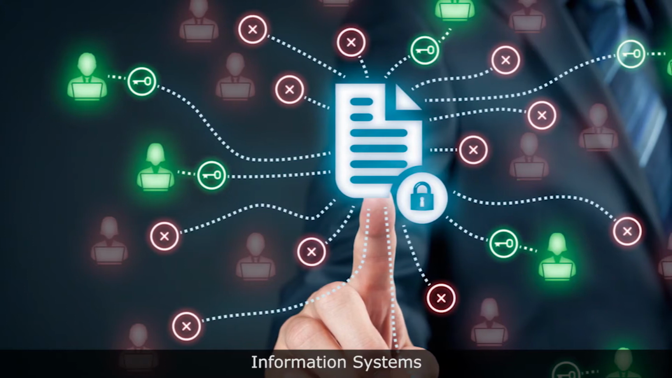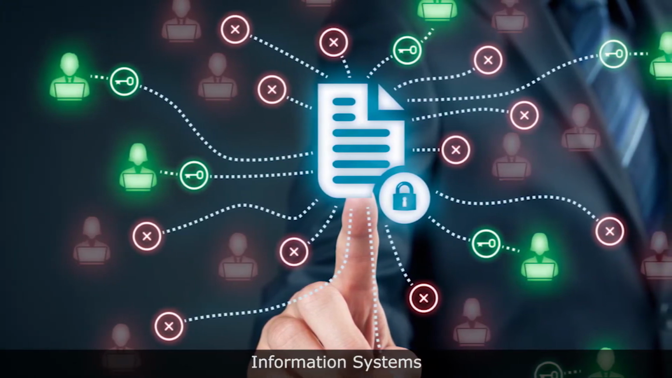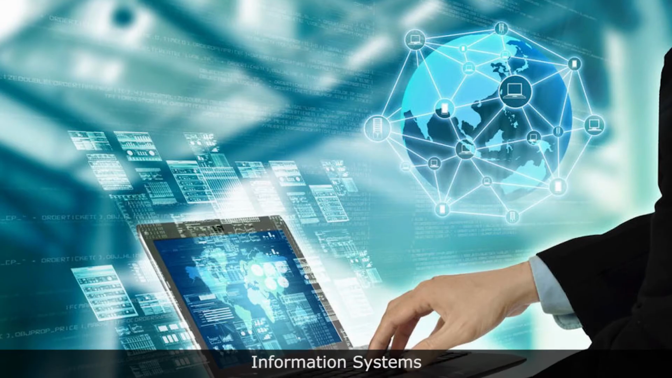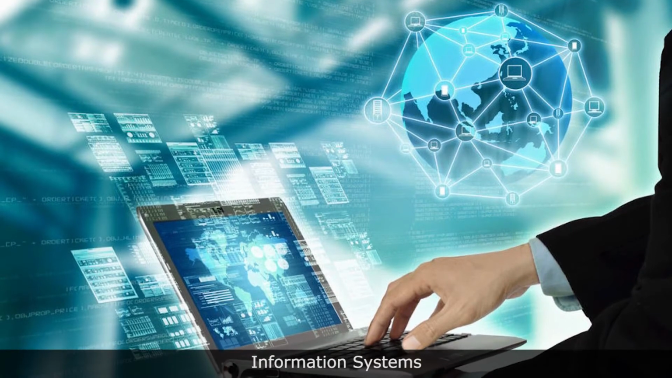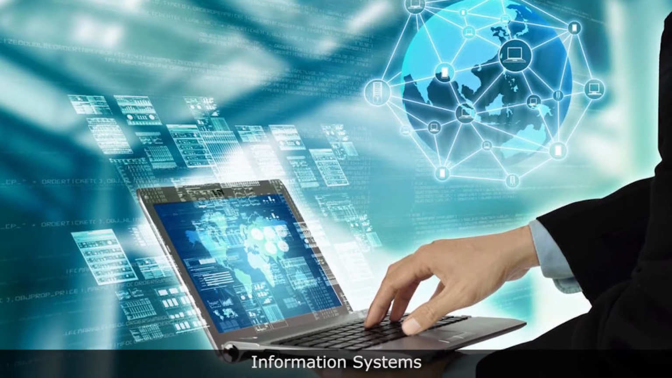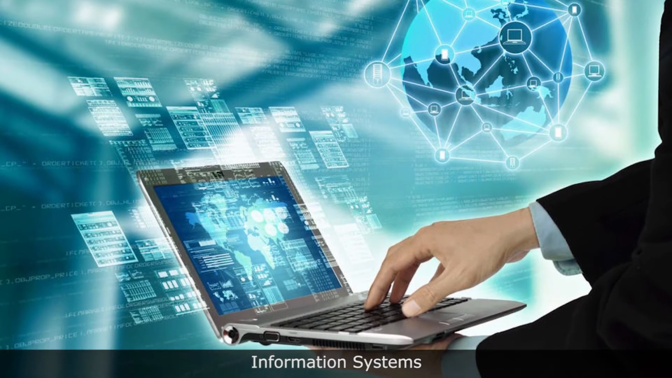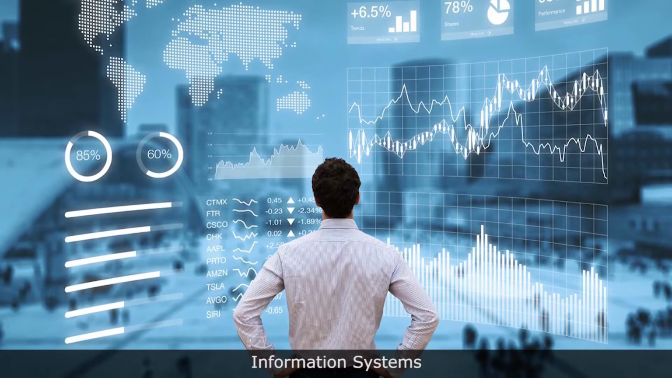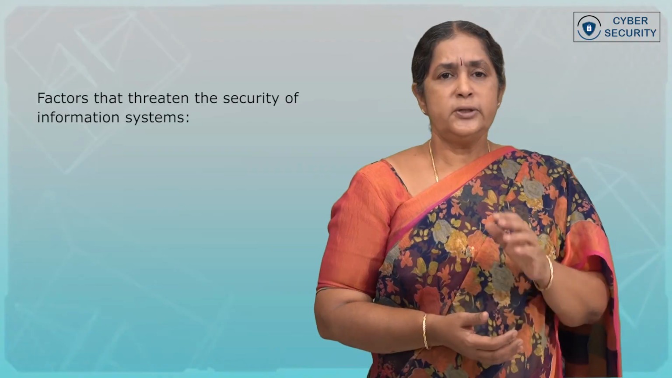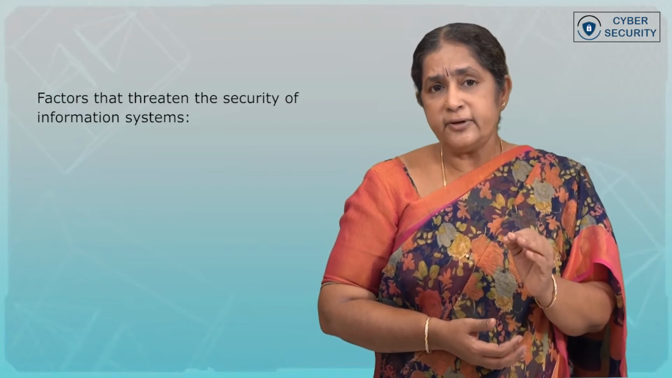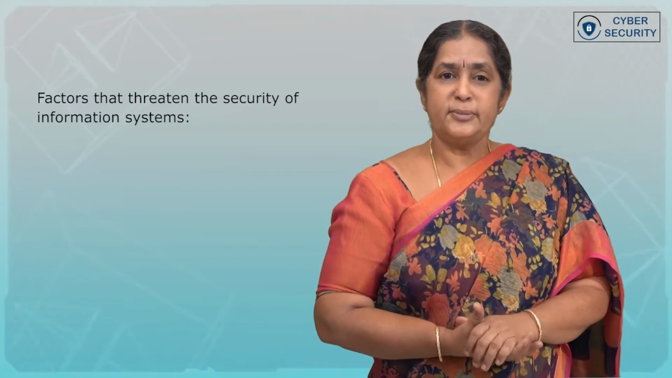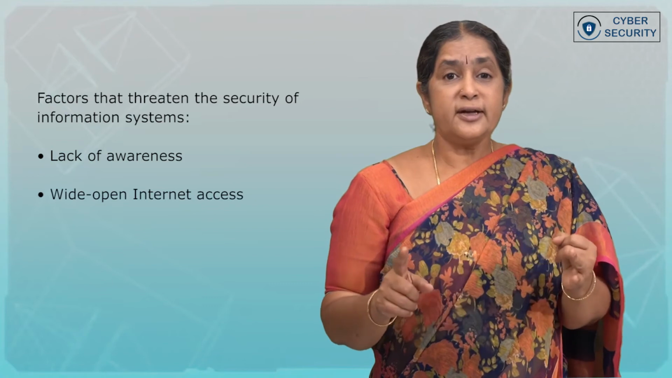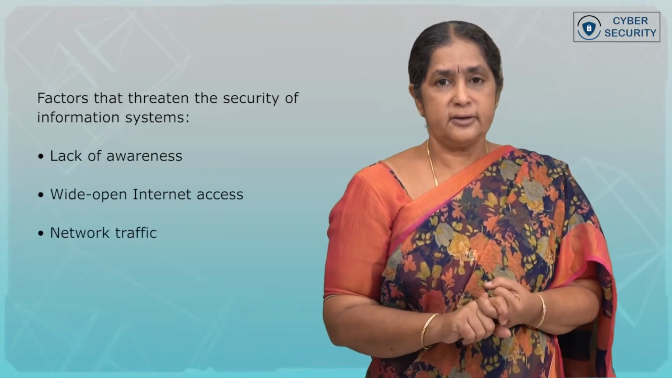As already mentioned, information systems are an integral part of any organizational activities and processes. Therefore, information systems function properly relying on the individuals, the companies, and sometimes even government. A devastating situation may arise when a proper information system is not in place. So, there are certain factors that have been identified that threaten the security of information systems. They are lack of awareness, wide open internet access, and finally the network traffic.